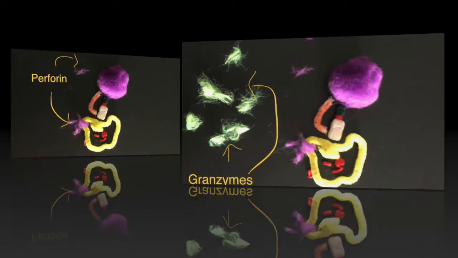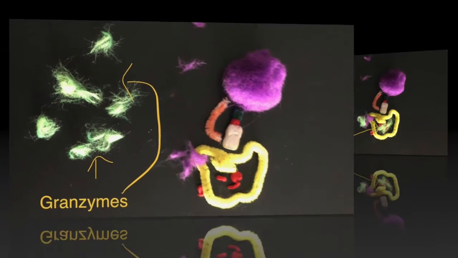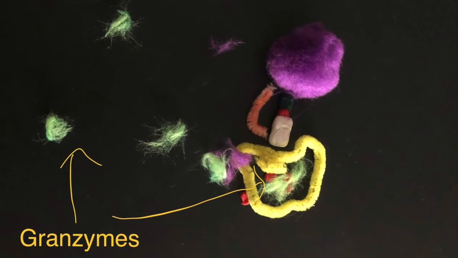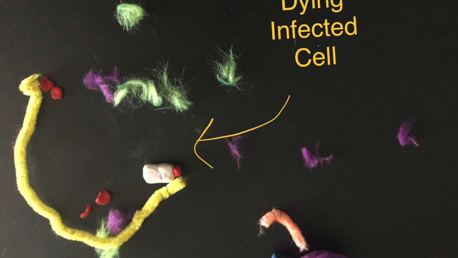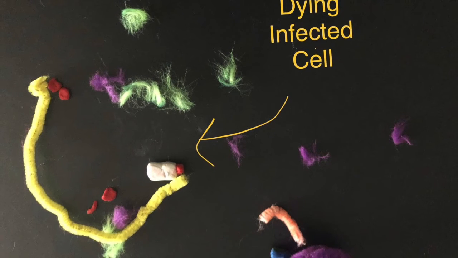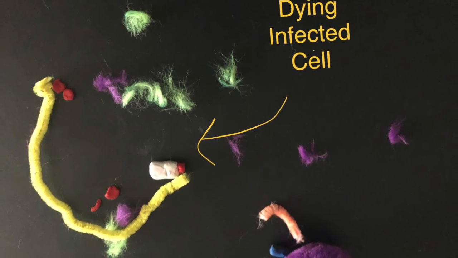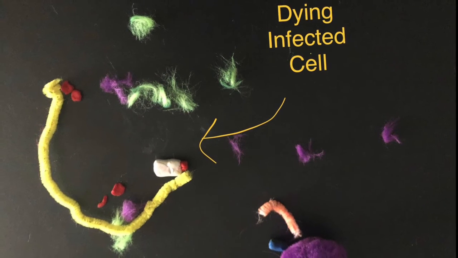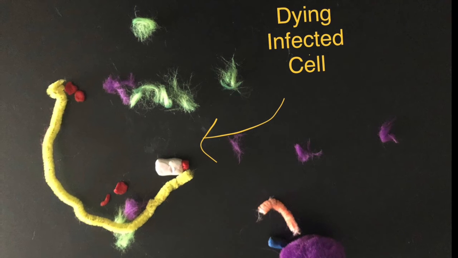The T cells will also release granzymes that will go through the pores created on the infected cell by endocytosis. Once inside, the granzymes will initiate apoptosis, causing fragmentation of the nucleus and eventual death. The cytotoxic T cell then leaves the dying infected cell and goes on to attack other infected cells.